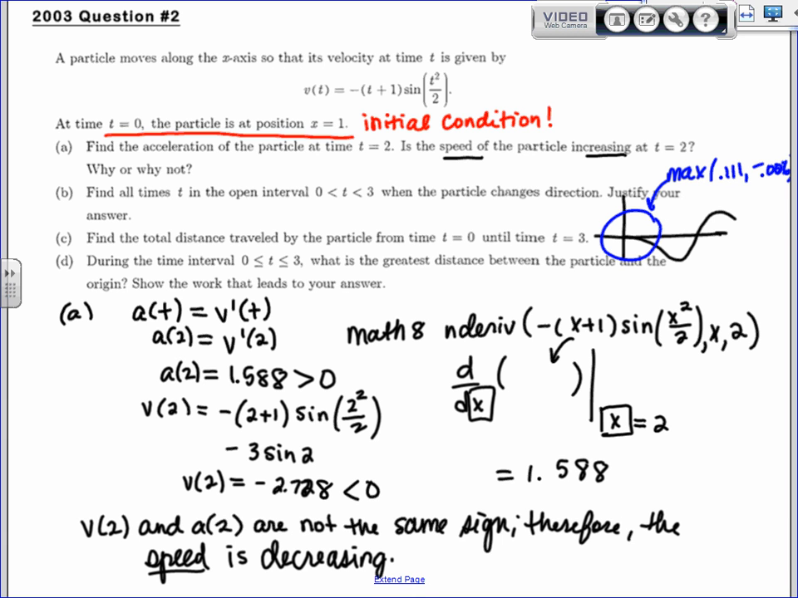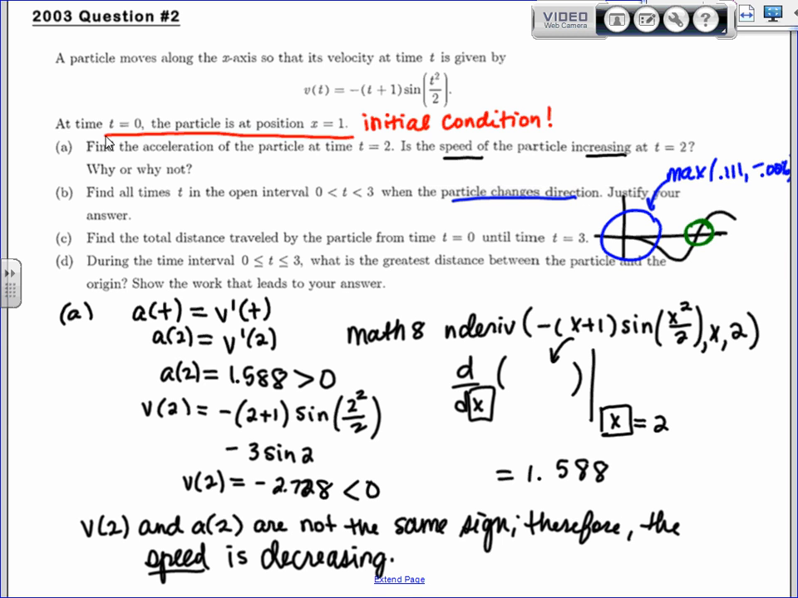Okay, so what are we trying to find here? Find all times t in the open interval at which the particle changes direction. What needs to happen in order for it to change direction? Your velocity needs to go from positive to negative or negative to positive. So when does it happen? Just right here. That's the only place where it happened. So it happens one time.